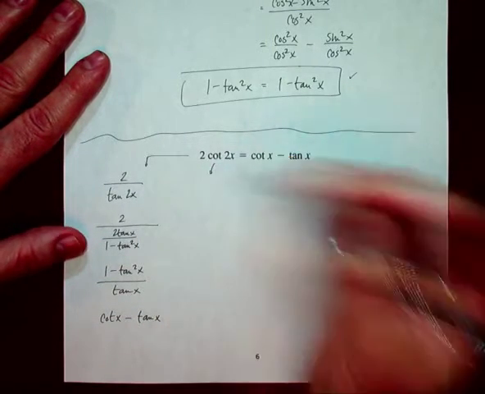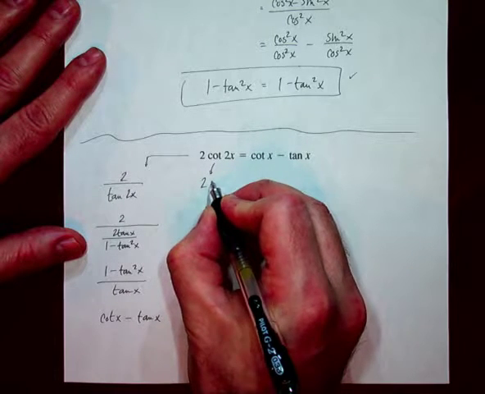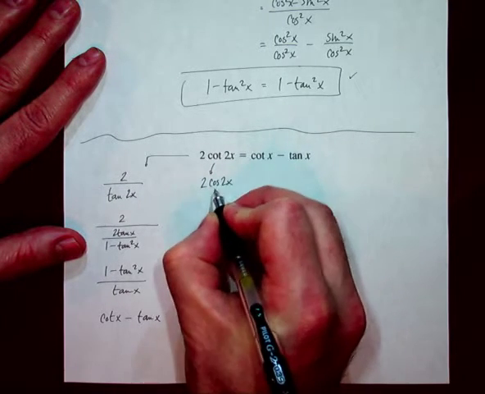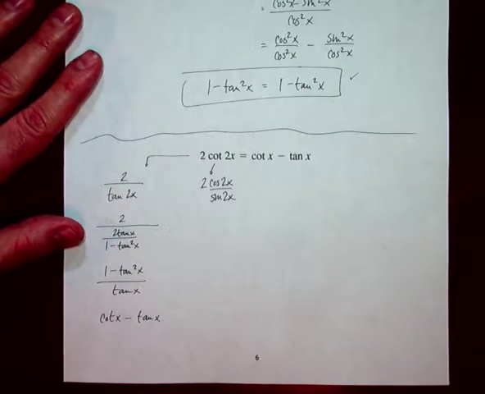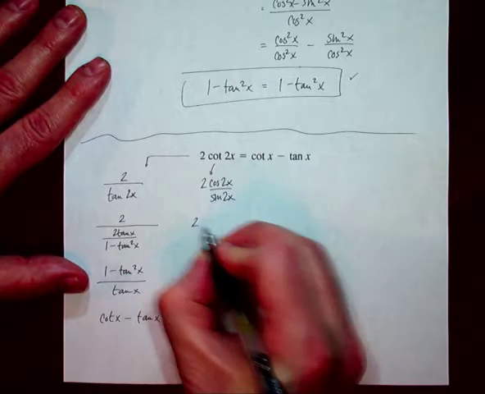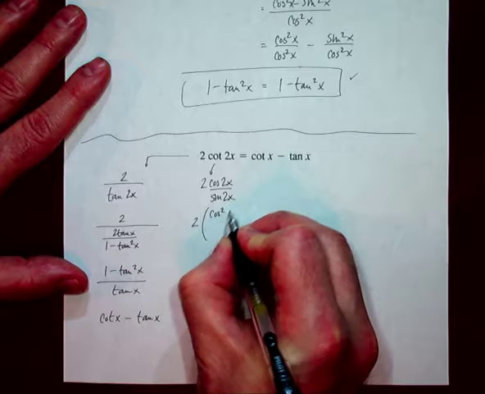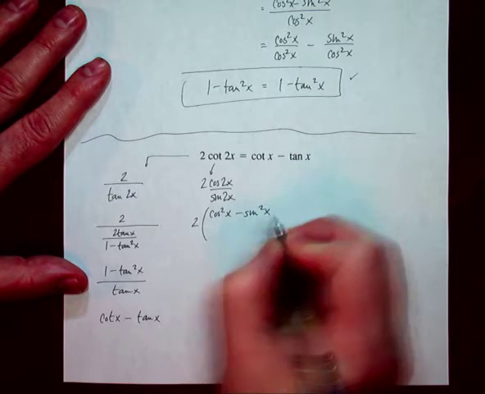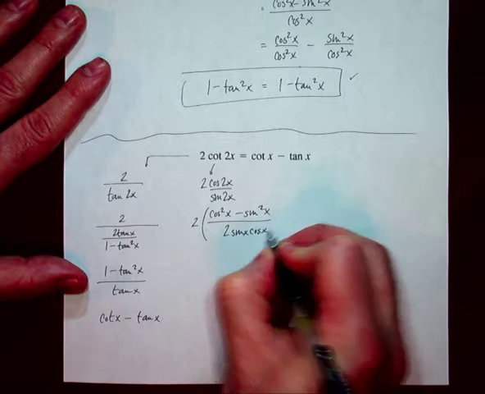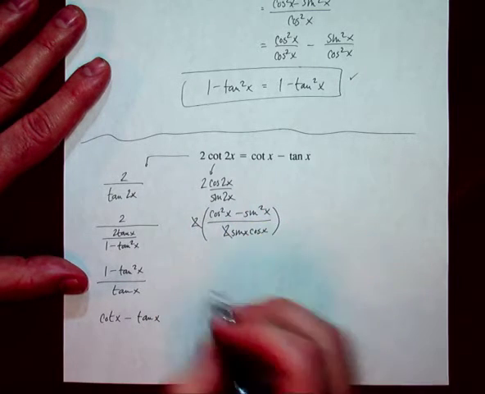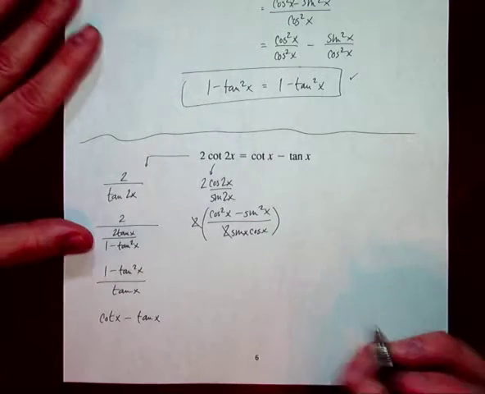I can also, if I don't see that, just as legitimately turn this into that. Now, if I do that, my cosine 2x can become cosine squared x minus sine squared x all over 2 sine x cosine x. The 2's will cancel, and then, despite the fact that there are 2 factors, that is still a monomial denominator.